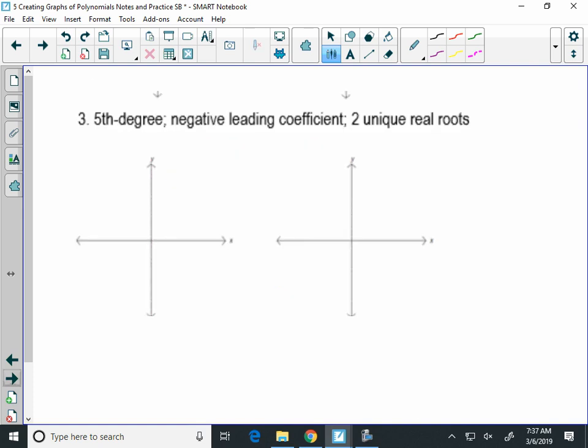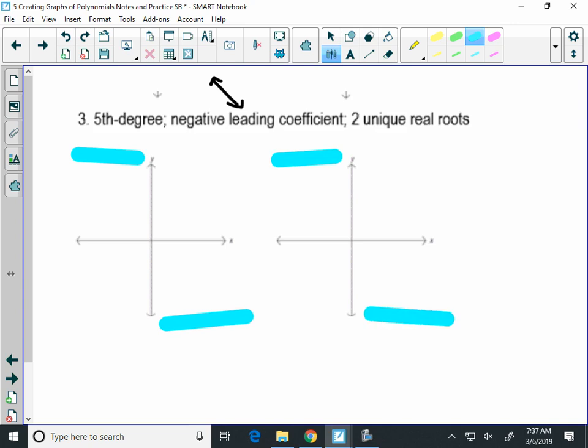Number 3, fifth degree polynomial, negative leading coefficient, and 2 unique real roots. All right, so fifth degree, 5 is odd, which means that our arrows are going to point in opposite directions. Negative leading coefficient means my arrows are going to have a negative trend. So just like the first graph, we start high and end low. And 2 unique real roots. Because it's fifth degree, we can have a maximum of 5 turning points.